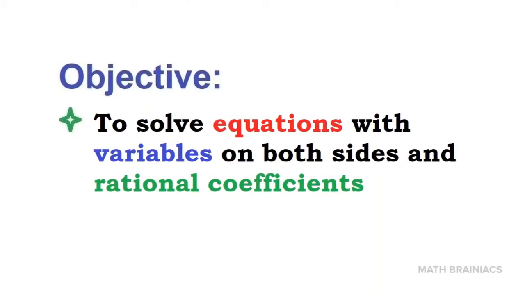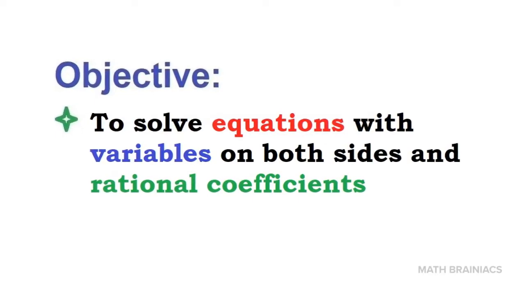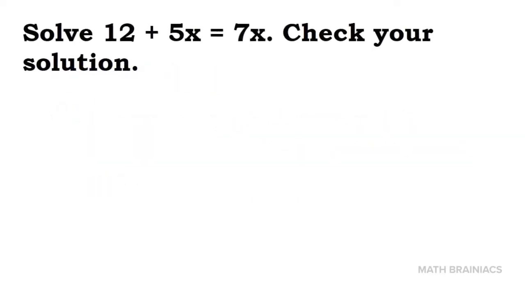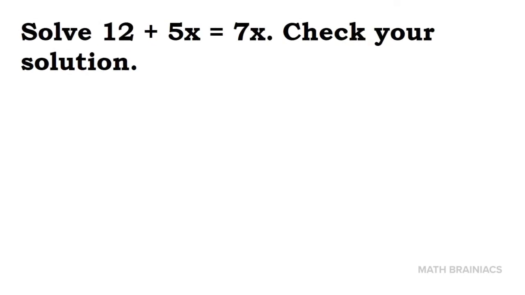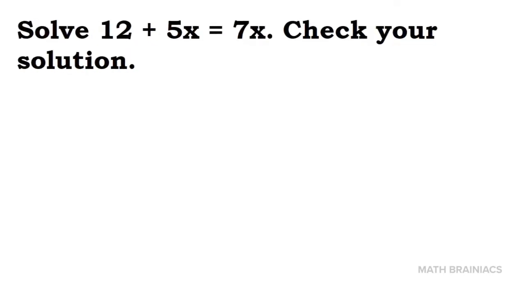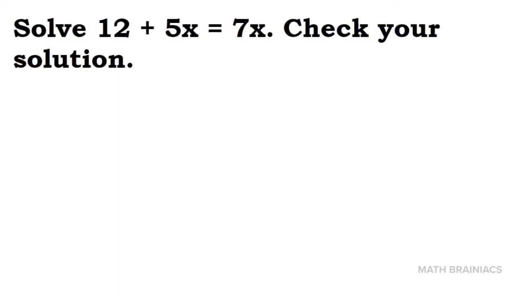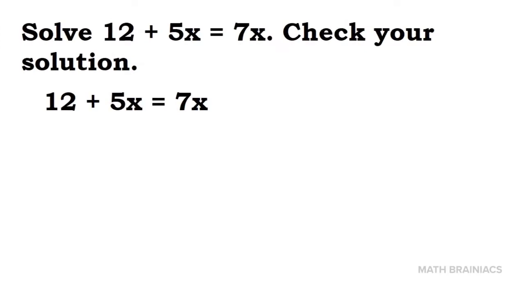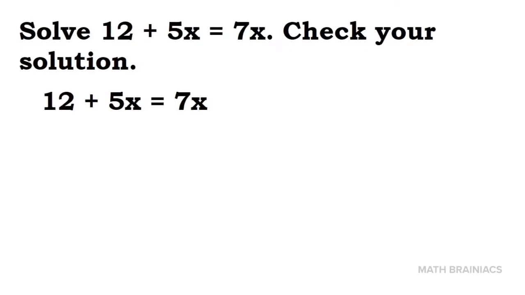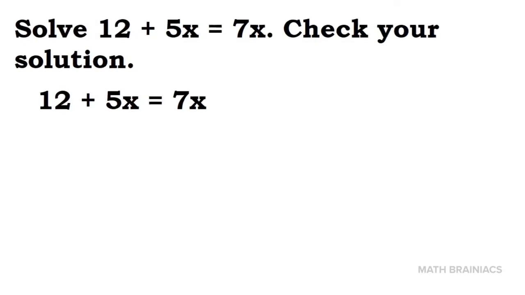Today, we are going to solve equations with variables on both sides and rational coefficients. Let us work on this example so that you will be guided. Solve 12 plus 5x is equal to 7x. Check your solution. Let us rewrite the equation below so that we can work on it. Can you figure out what property we are going to use to solve for x?